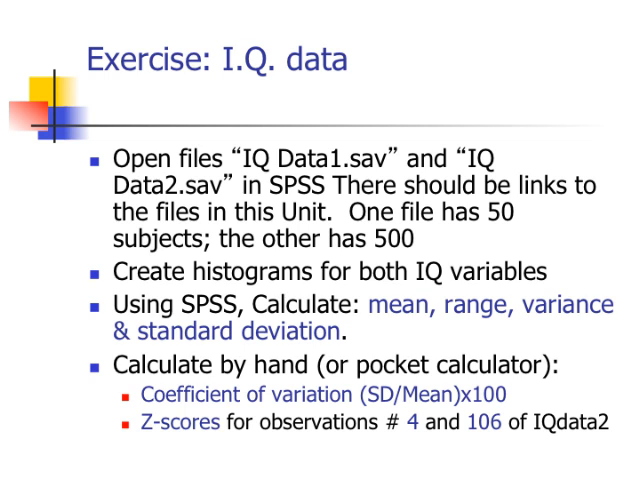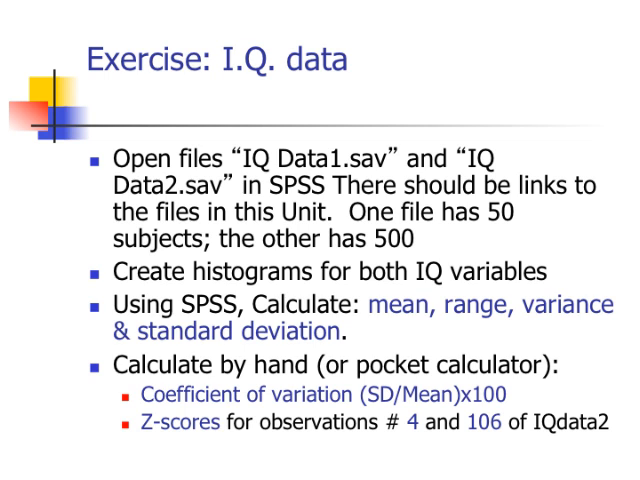What you want to do is create histograms for both the IQ variables using SPSS. You're going to go into the Analyze menu for descriptive statistics, and you're going to click off the things that you want. So you want a histogram, you want the mean, the range, the variance, and the standard deviation. Run the analysis and look at those numbers and see what they're like for each of the IQ variables. And also calculate the coefficient of variation. So the coefficient of variation is the standard deviation divided by the mean times 100.